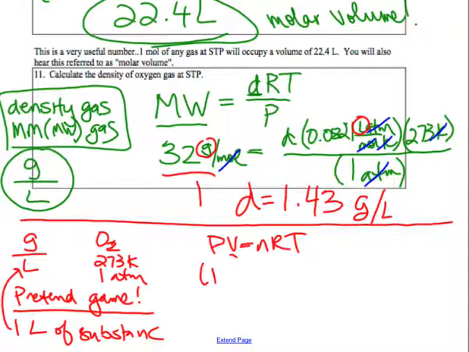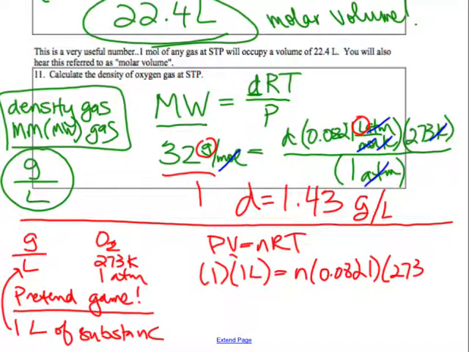So I know I'm at 1 pressure, atm. I just said I'm pretending 1 liter. I'm going to solve for moles. This is 0.0821, and my temperature is 273. So how many moles is that? Someone tell me the moles with a calculator. 0.0446? Is that right?